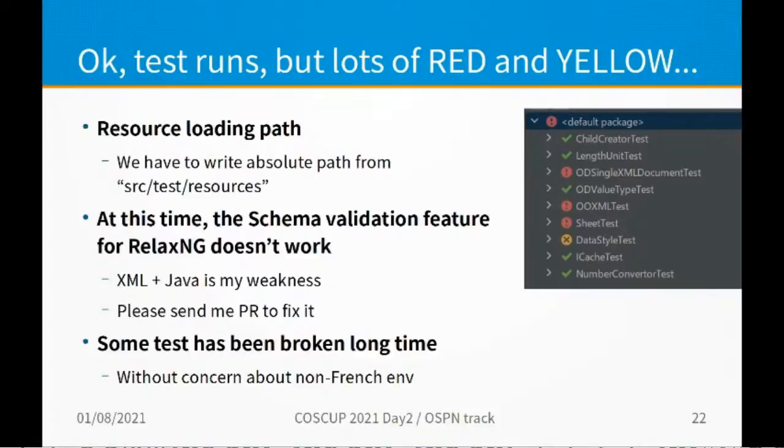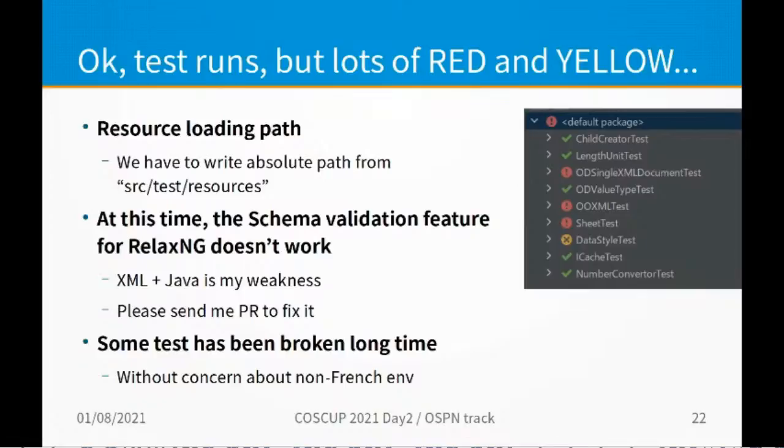One is resource loading path. In the Ant era, we just put the resource and source files in the same directory, so the Java code can read the resource. But in the Maven era we have to write an absolute path. And at this time, the schema validation feature for RelaxNG doesn't work. This is quite a big point.